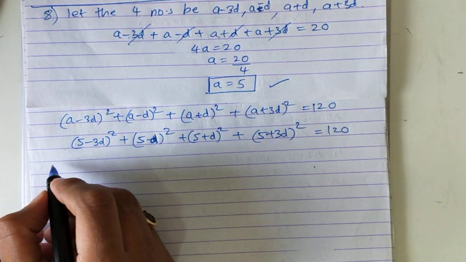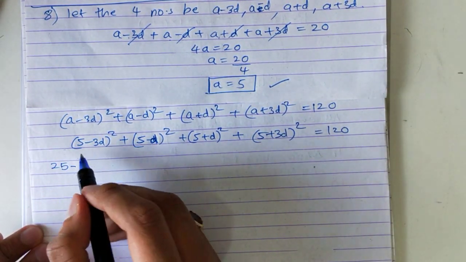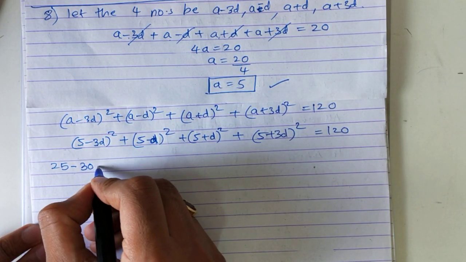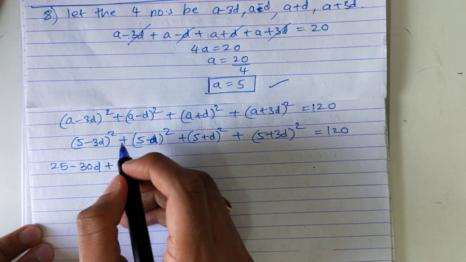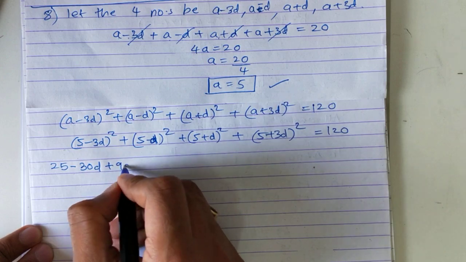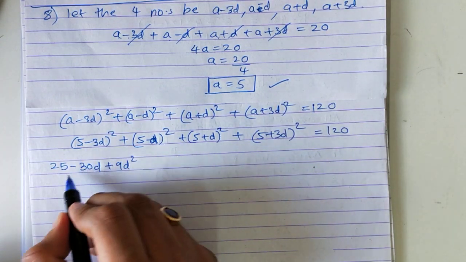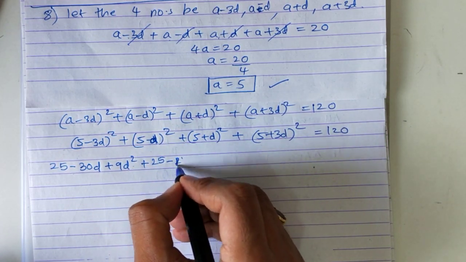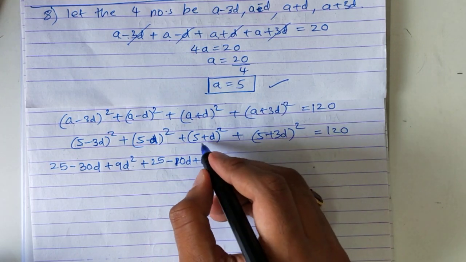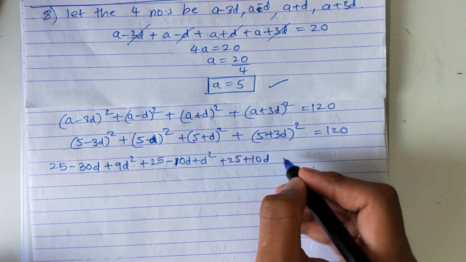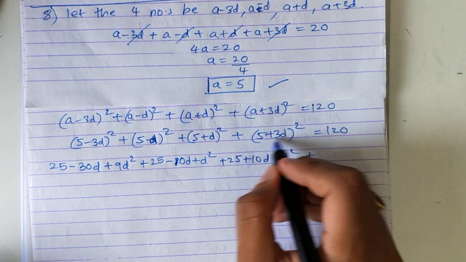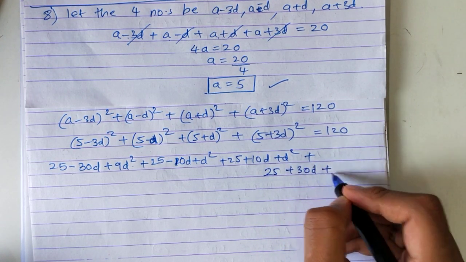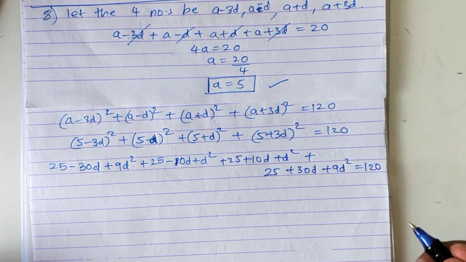Now I'll open the brackets, so this will become 25 minus 2ab, 2 into 5 into 30, that is 30d plus d square means 9d square. Correct, I opened this using the expansion formula here. Plus this will also be opened: 25 minus 10d plus d square, plus 25 plus 30d plus 9d square is 120.